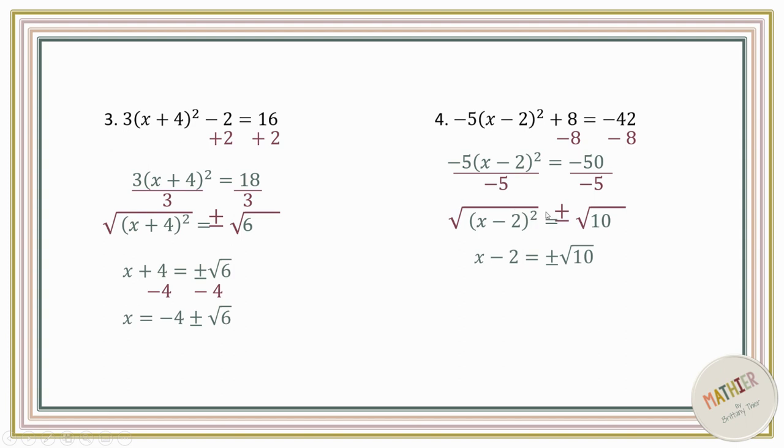On the left, square power, square root cancel each other out. The last thing left to do to get x alone is to add 2 to both sides. So we get x equals 2 plus or minus the square root of 10.